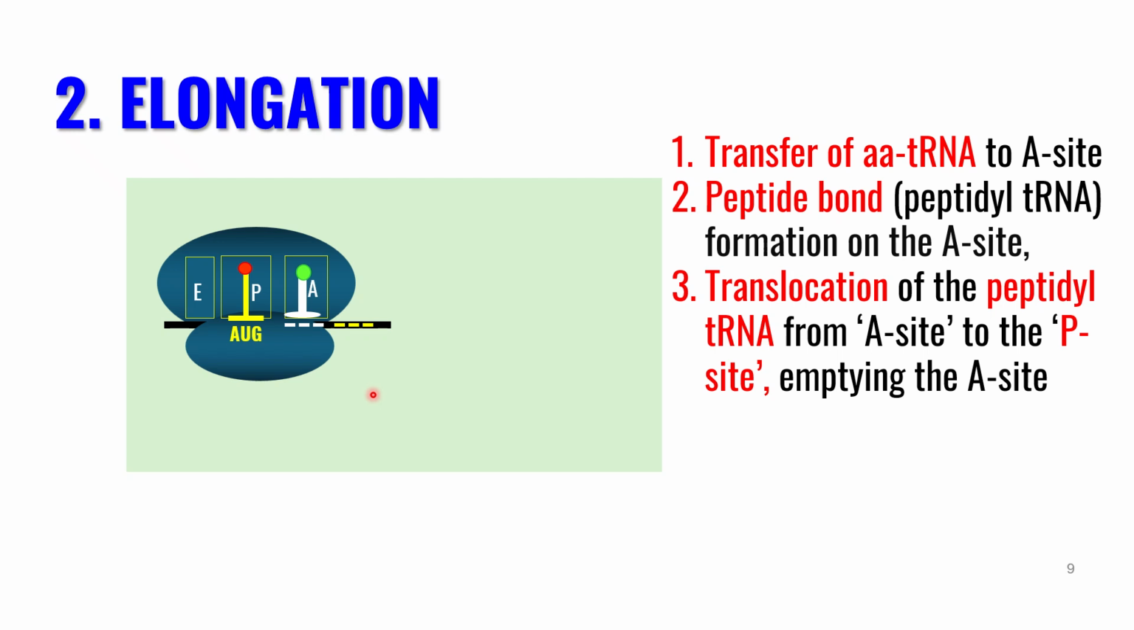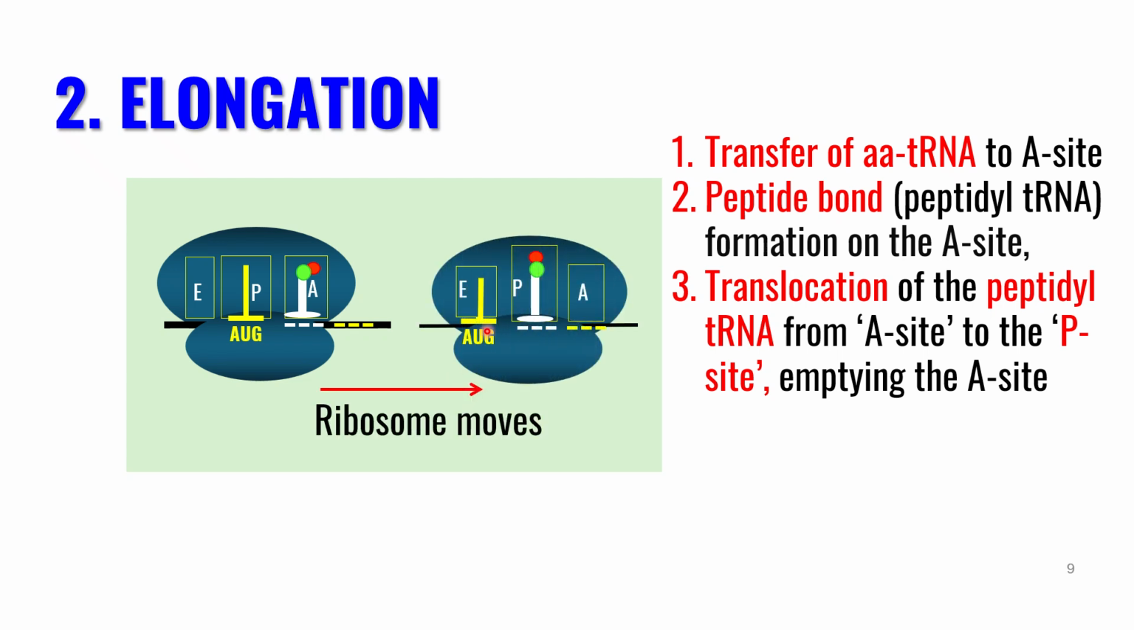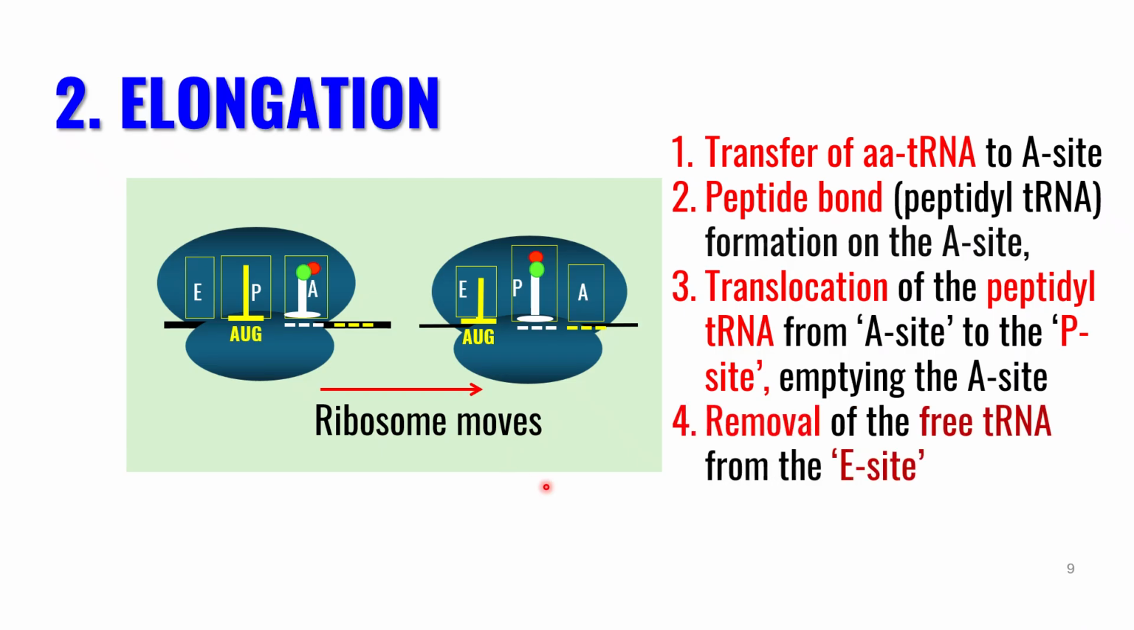The third step is to move the ribosome over the messenger RNA in such a way as to align the A site to the next genetic code, with peptidyl tRNA to the P site and uncharged tRNA to the E site, from where the uncharged tRNA is thrown out of the site. That is step 4. These steps require elongation factors and enzymes, and we will discuss these steps in detail in the next slides.